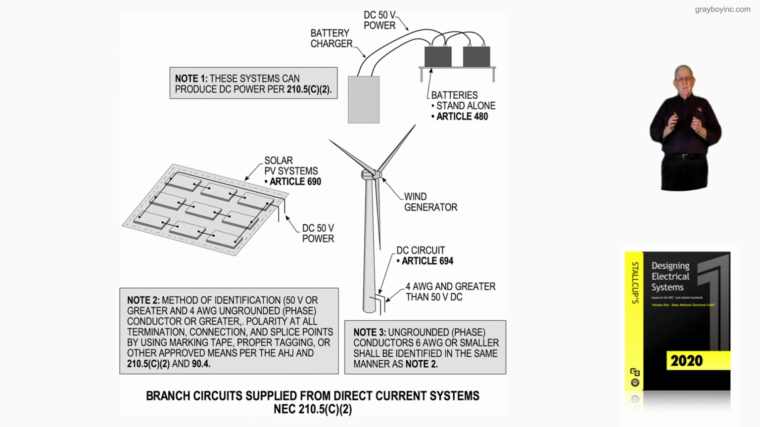So this illustration is going through the requirements when branch circuits supplied with direct current circuits are at a certain output with a certain voltage output in accordance with NEC 210.5(C), as in part 2, and that's what our Figure 14-36 is illustrating.